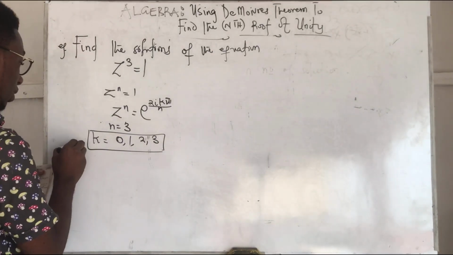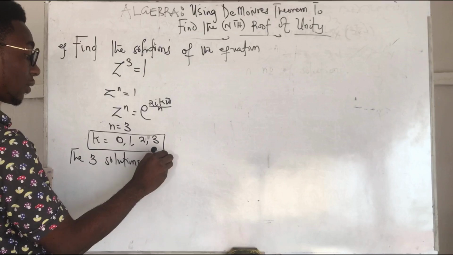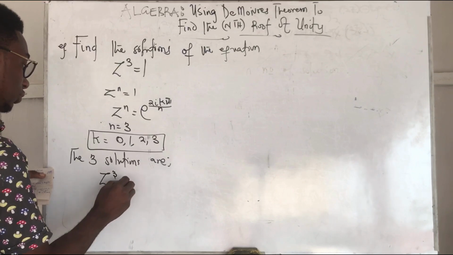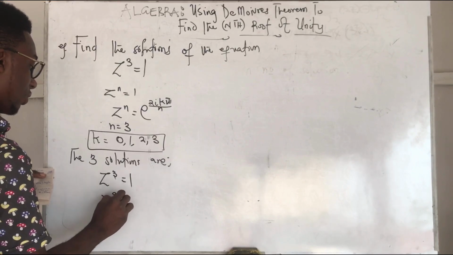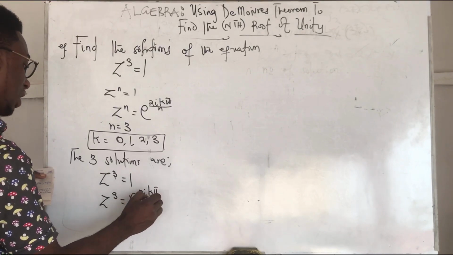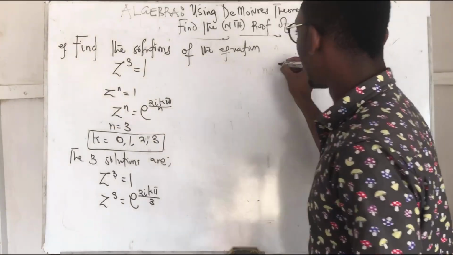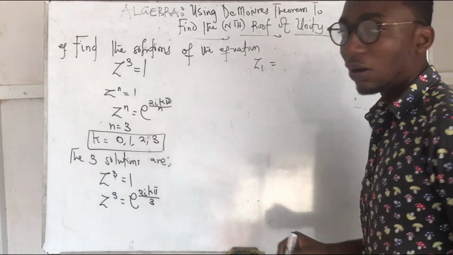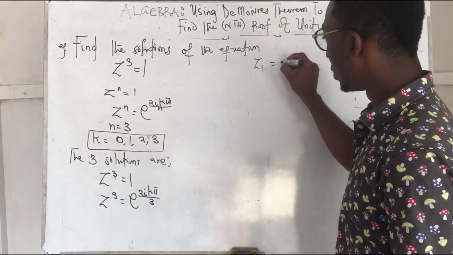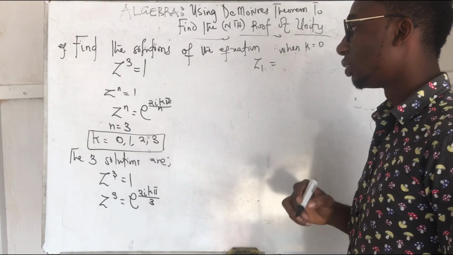So you have to have 3 solutions. You have z cubed equal to 1, so we can write z as e to the power of 2ikπ all divided by 3. Are you getting it? Okay. Because it's z cubed, we must have 3 solutions. Our first solution, z1, is when k is equal to 0.